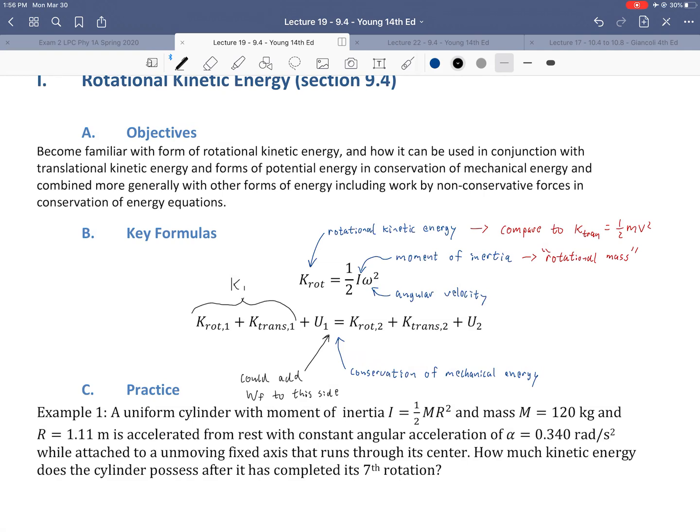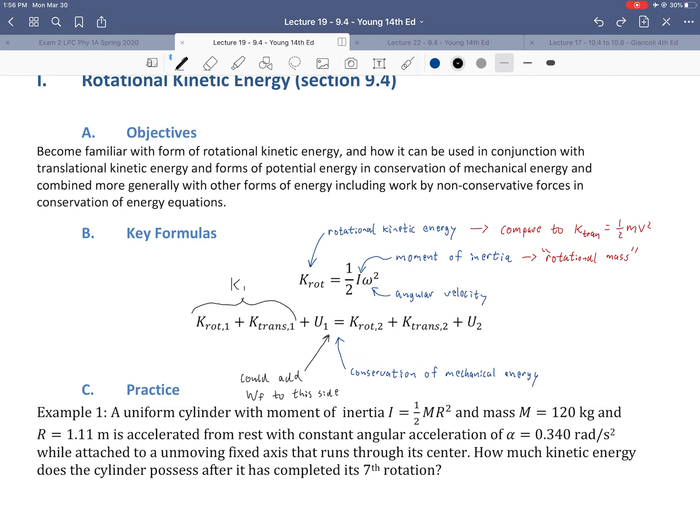What I'm saying, in other words, is that a system can have both translational kinetic energy and rotational kinetic energy. Or it could have no rotational kinetic energy, which means we might as well just be in a previous chapter, or it could have no translational kinetic energy, something that's spinning in place. But if an object is spinning and moving, or if a system consists of spinning and moving objects, then we would have both terms be non-zero, perhaps both initially and finally.